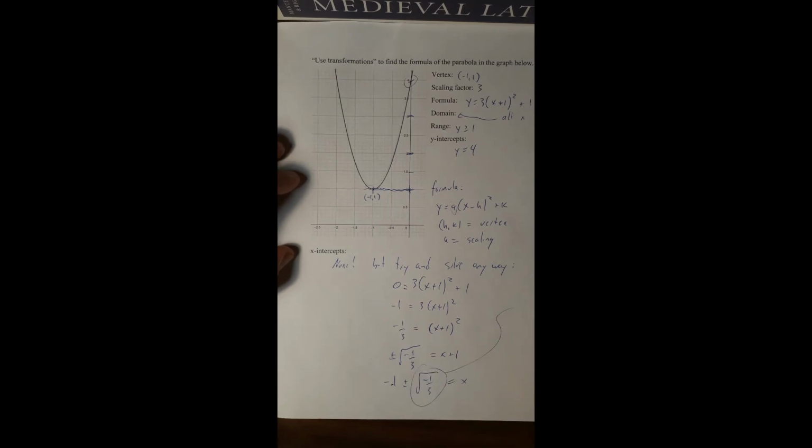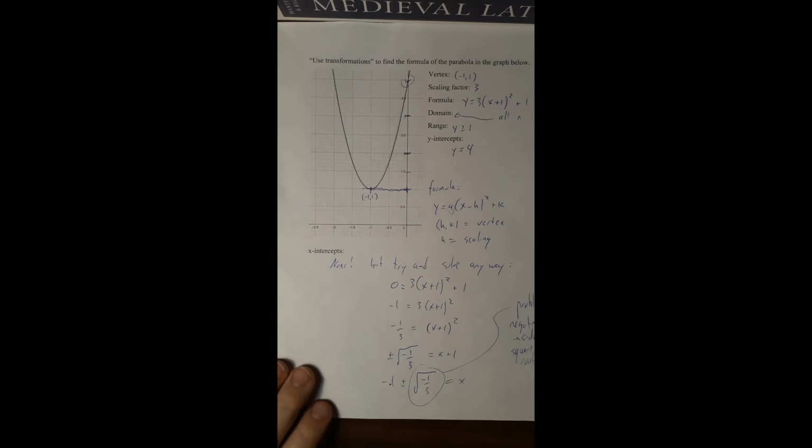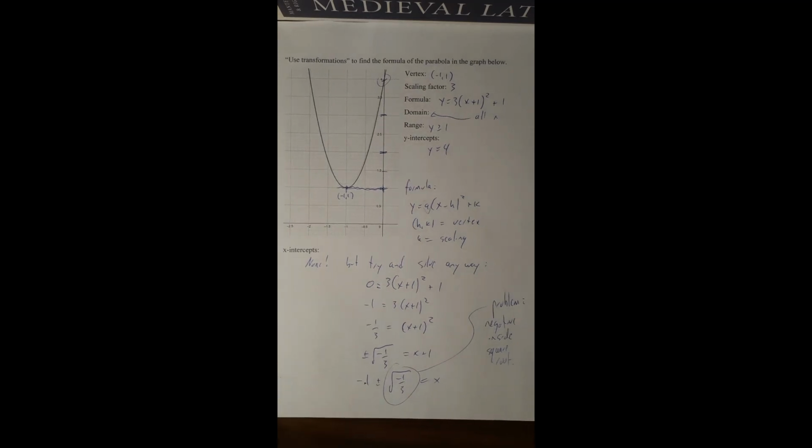And there's a problem. We have a negative number inside our square root. So no x-intercepts. We get this negative square root. There is, in fact, a way we can deal with that, and we'll talk about that in the next lecture.